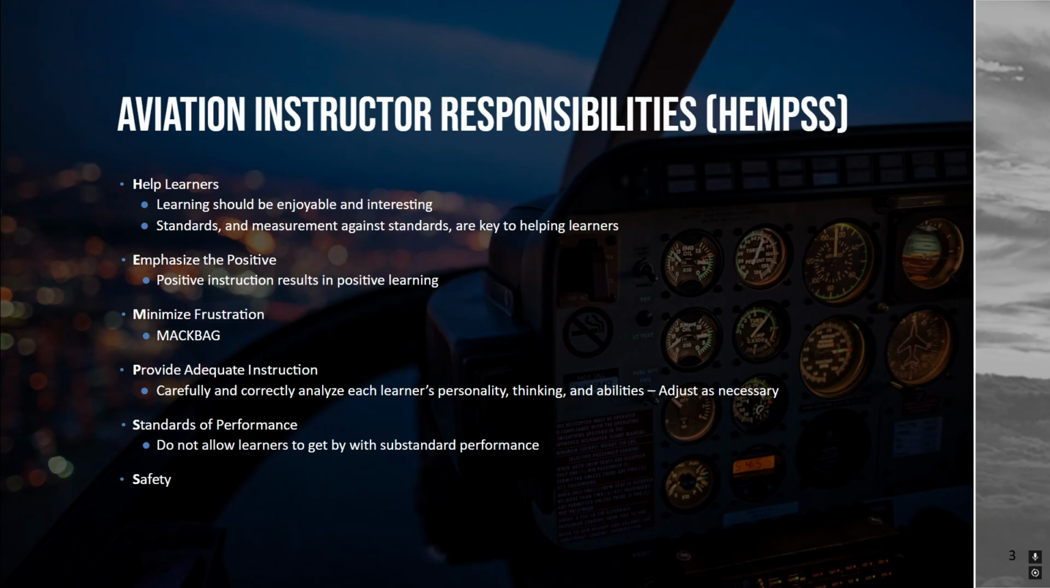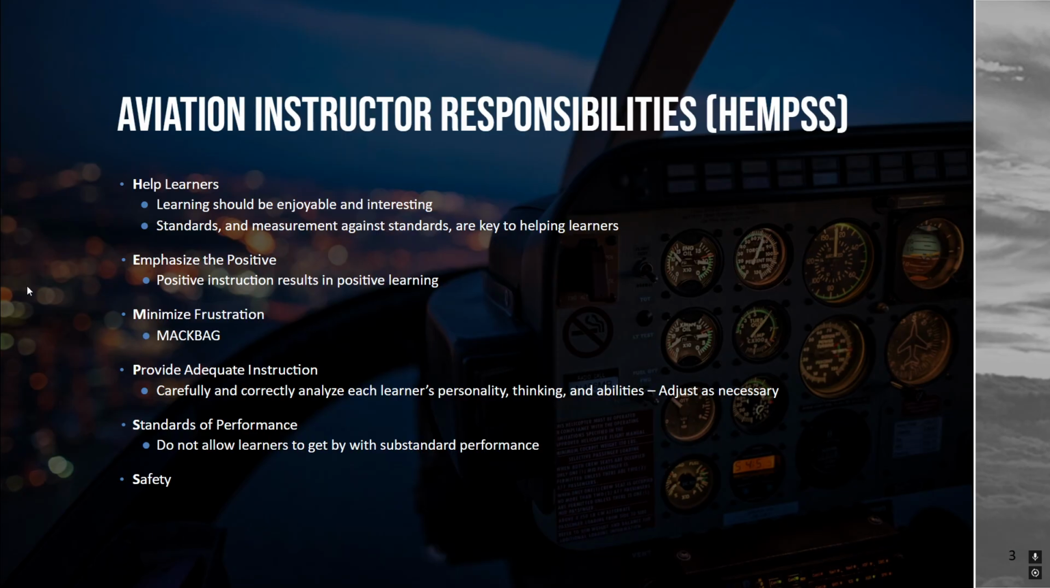Next is minimizing learner frustration. So we've got an acronym within an acronym. On the next slide, I'm going to get into this one, and that's our MACBAG acronym. So the M in our HEMPS acronym has MACBAG within it, an acronym within the acronym. So I'll do that on the next slide.